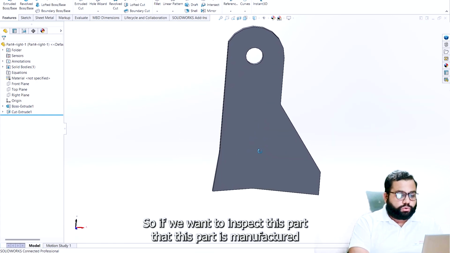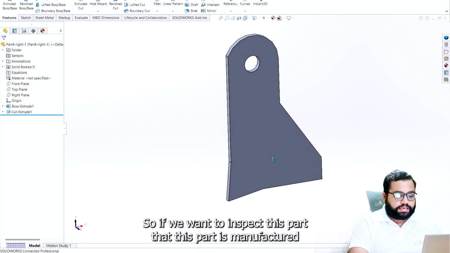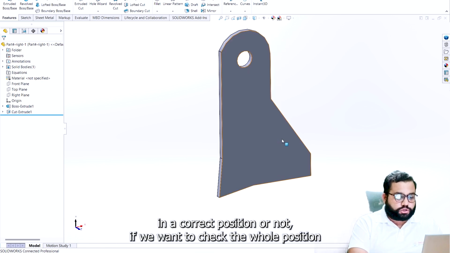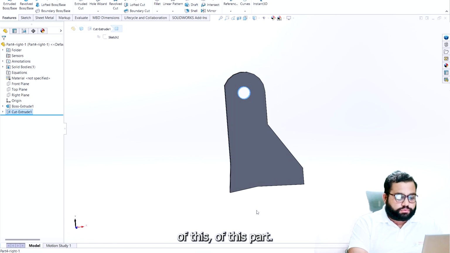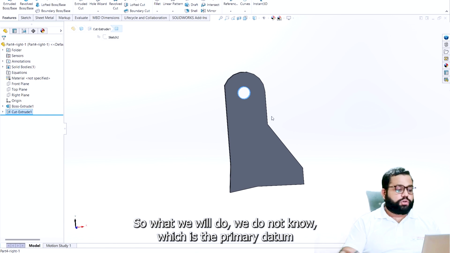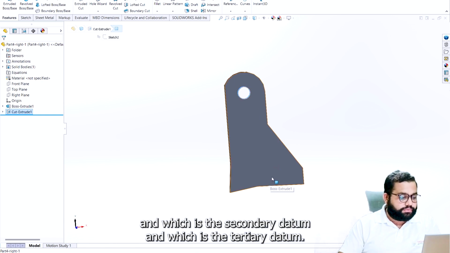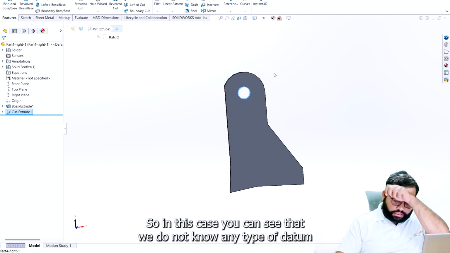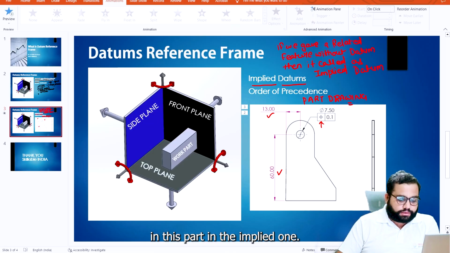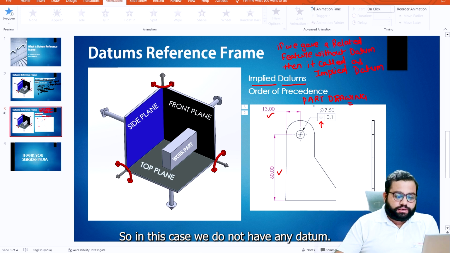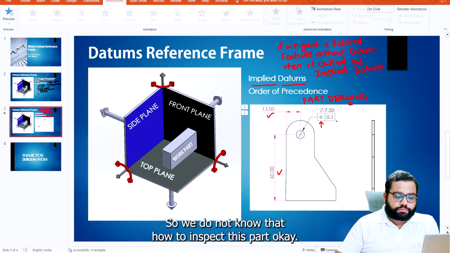If we want to inspect whether this part is manufactured in the correct position or not, if we want to check the hole position of this part, what will we do? We do not know which is the primary datum, which is the secondary datum, and which is the tertiary datum. In the implied case, we don't know any type of datums in this part, so we do not know how to inspect this part.